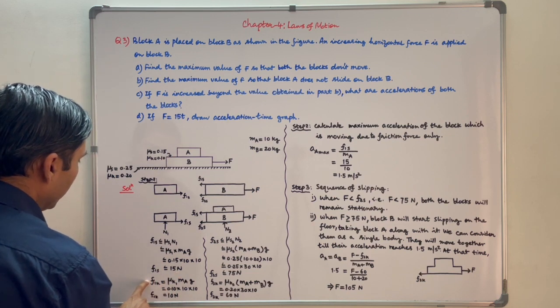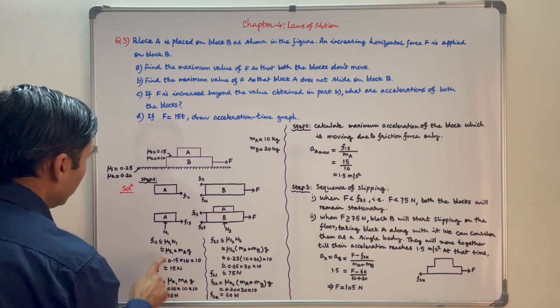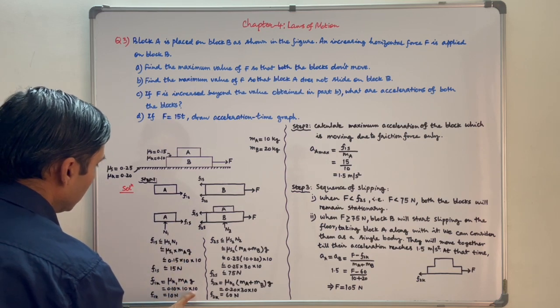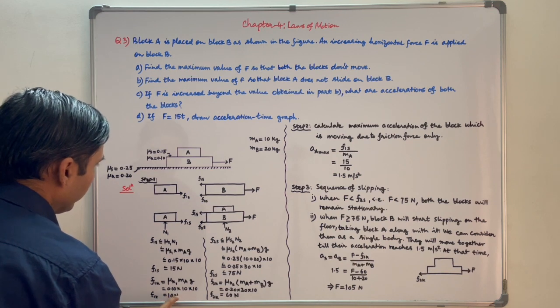Similarly, we can calculate F1K, which is kinetic friction. F1K is equal to mu K1 into Ma into g. Mu K1 is given as 0.10. Ma is 10 kg and g is 10 meter per second square. So F1K is equal to 10 Newton.